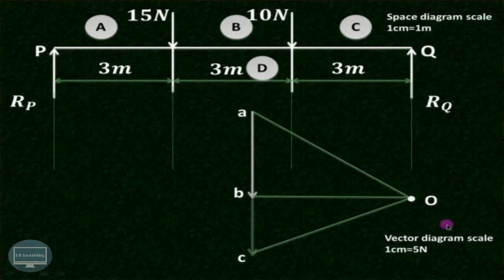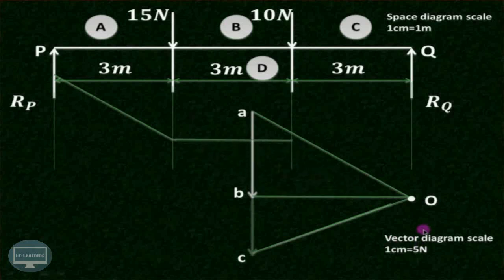In the next step, we'll draw a line parallel to OA in the space A. We'll draw a line parallel to OB in the space B, and then we'll draw a line parallel to OC in the space C. So let us draw the first line. This is a line which is parallel to OA in the space A. Then this is a line which is parallel to OB in the space B, and this is a line which is parallel to this ray OC in the space C.